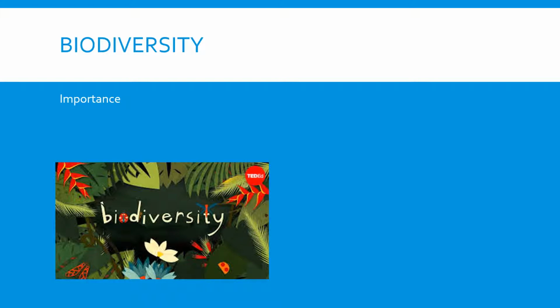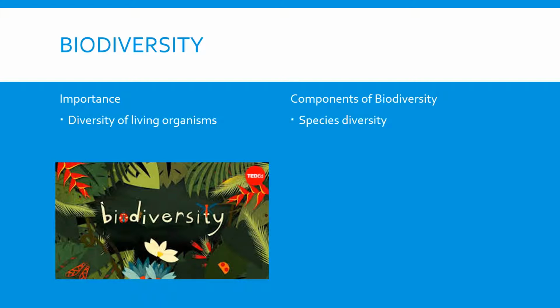Biodiversity. The importance of biodiversity is that it's the diversity of living organisms. The components of biodiversity are species diversity, which is the number and abundance of species, and more species give a higher diversity. Genetic diversity is the diversity of different aspects and variations of alleles, and ecosystem diversity is the variety of different habitats. More different habitats equal a higher level of diversity.